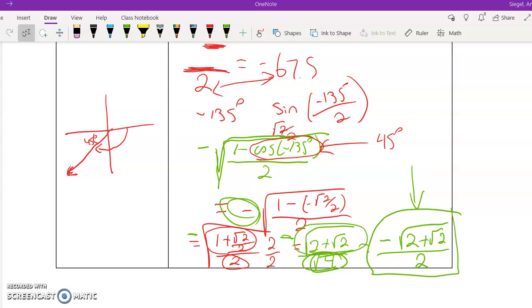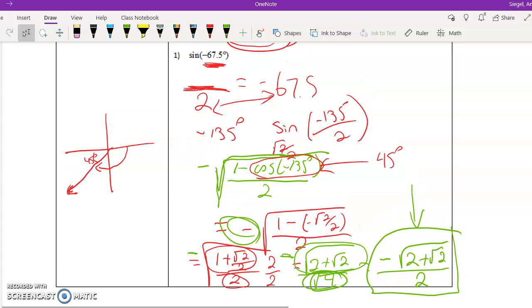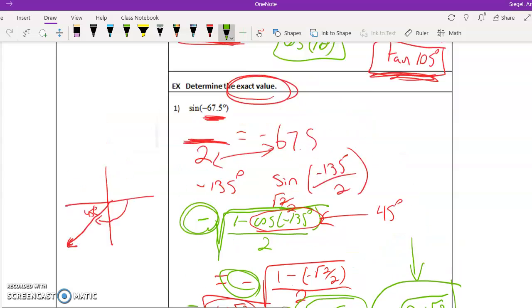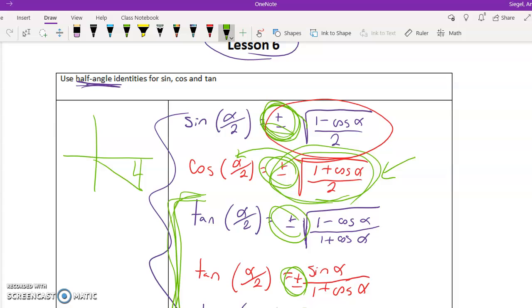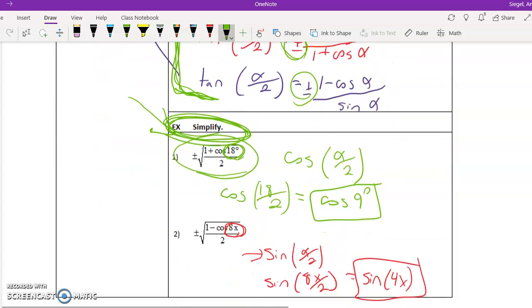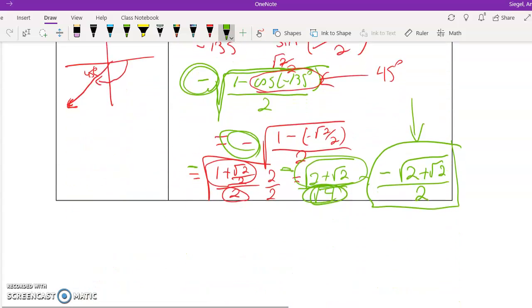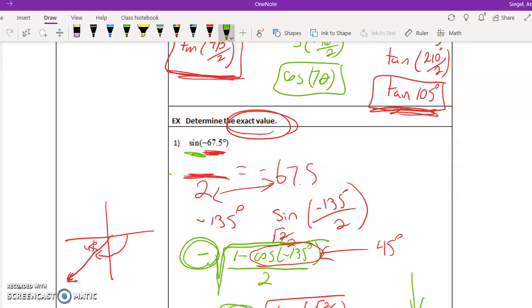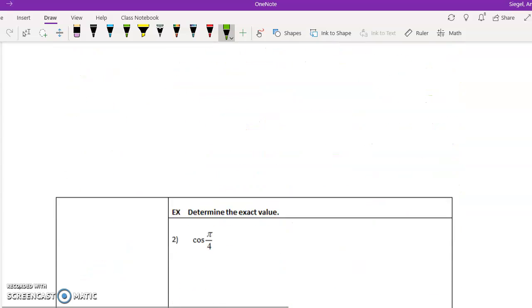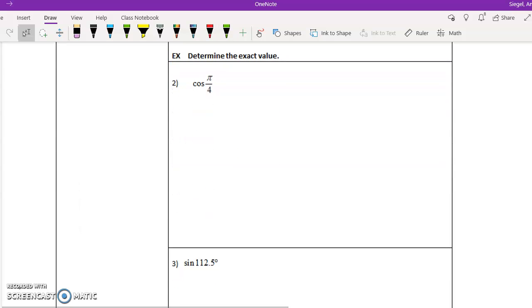One thing I just realized that I didn't talk about is why I had this negative out here. Remember, up here we had the plus or minus, and I chose the minus because, as we talked about a while ago, it's in quadrant 3, and so sine is going to be negative in quadrant 3. That's why I chose the negative versus a positive. I just want to clear that up before we move along.